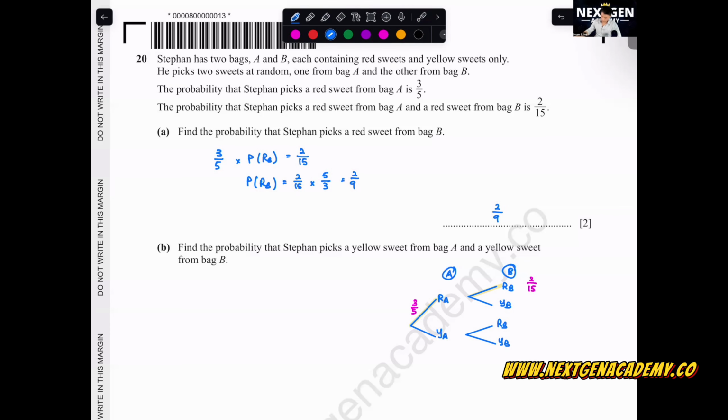Next one. You can label this down so you can see clearly. Maybe you may want to use this. Find the probability that Steven picks a yellow sweet from bag A. So the first one, yellow from bag A and yellow sweet from bag B. Which path are we going to follow right now? Here, yellow from bag A, yellow from bag B.